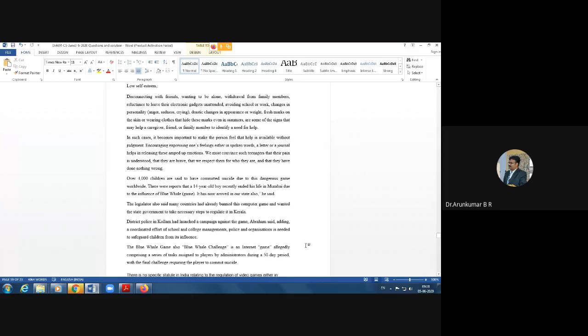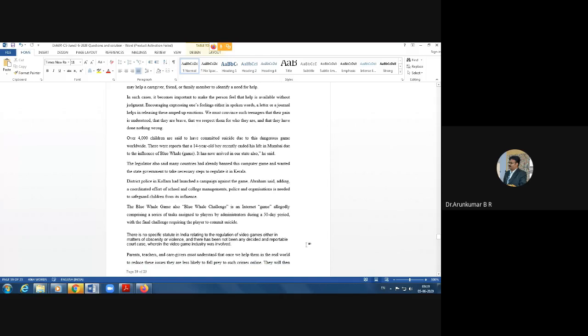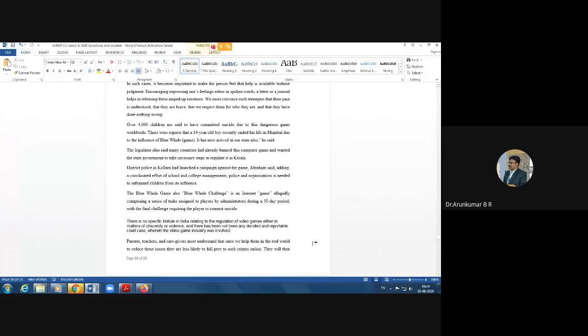Blue Whale game, also known as Blue Whale Challenge, is an internet game allegedly comprising a series of tasks assigned to players by administrators during a 50-day period, with the final challenge requiring the player to commit suicide. There is no specific statute in India relating to the regulation of video games, either in the matters of obscenity or violence. There has not been any decided and reportable court cases wherein the video game industry was involved.